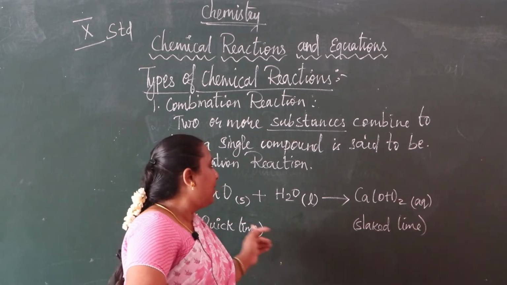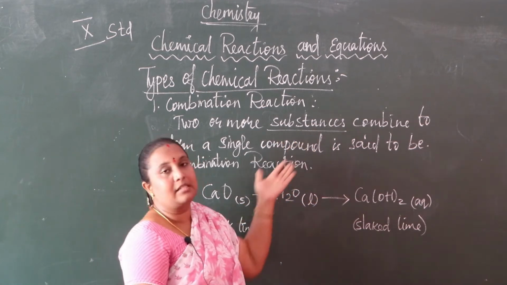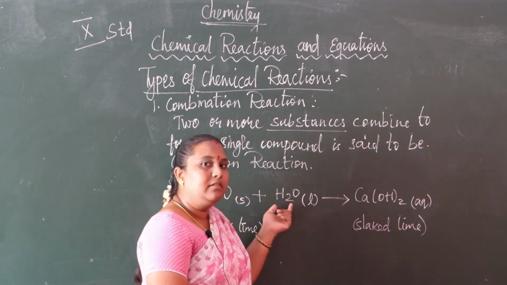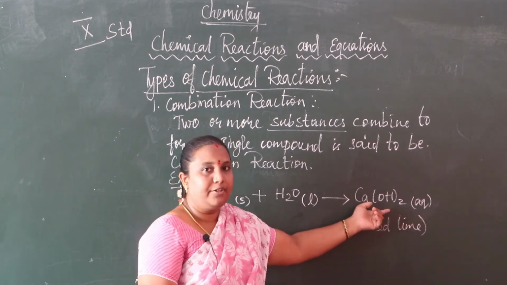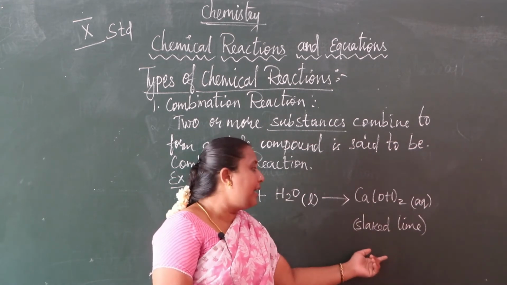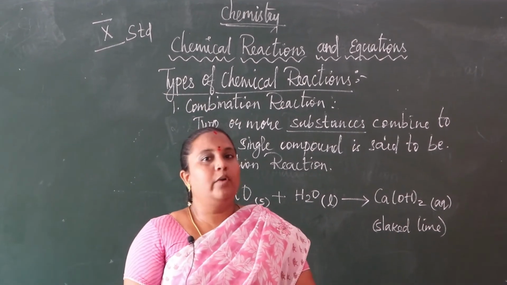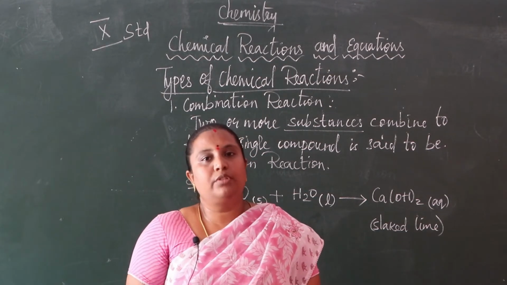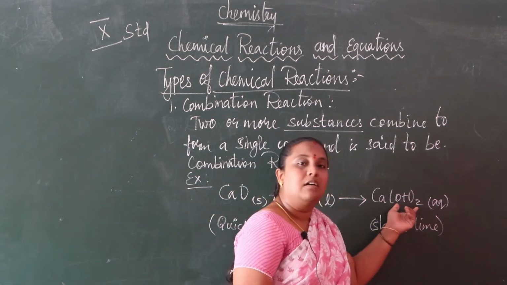So here we are taking two or more compounds, substances. Two or more compounds combine to form a single product, which is calcium hydroxide. This calcium hydroxide is slaked lime. This slaked lime is used in whitewashing the walls. After whitewashing, the wall will be wet. After 2 to 3 days, this aqueous solution is still wet.